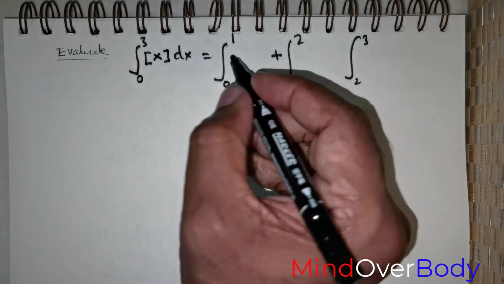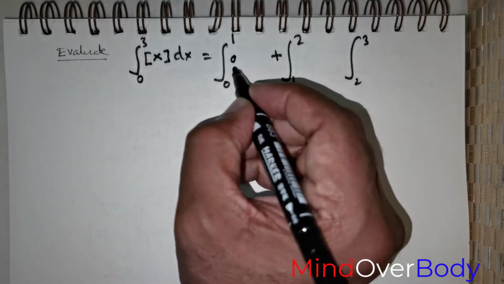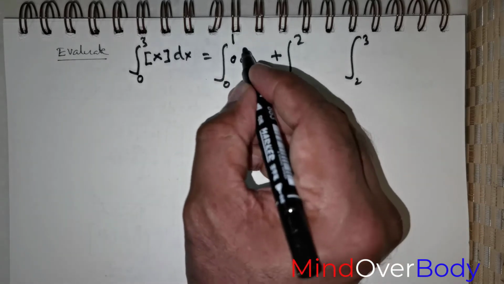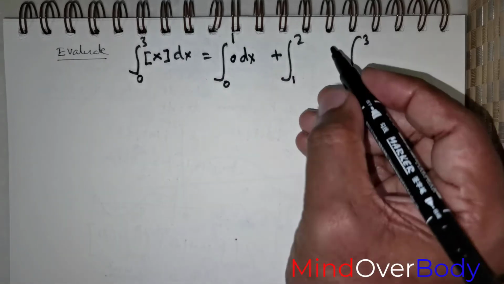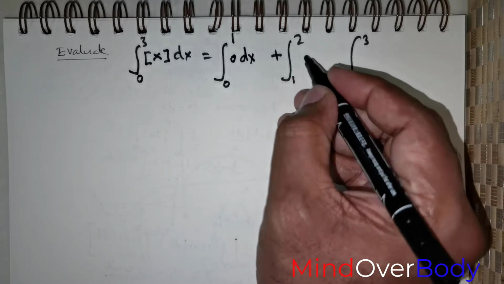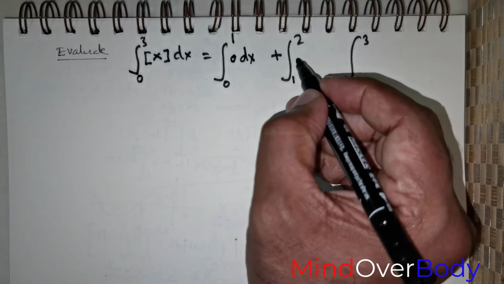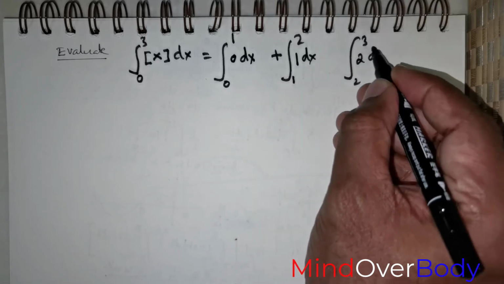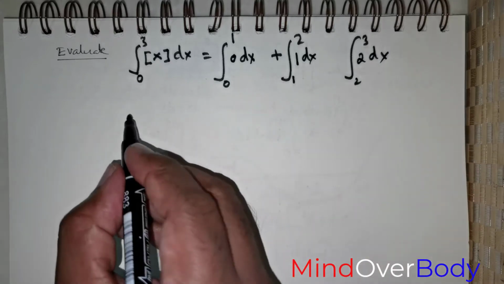So having split this, what we have to find out is what happens when x varies from 0 to 1. Clearly the value would be 0. The greatest integer quantity for x when it varies from 0 to 1 is going to be 0. So we need to place the differential operator. When x varies from 1 to 2, the value of the greatest integer function would be 1 here, and in this case it's going to be 2 here. So this is what we need to integrate.